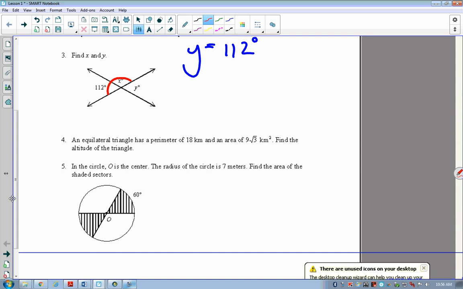So in order to find out what x is, what am I going to do? Subtract what from what? Right, because what we're saying is that 112 plus x equals 180. If I subtract 112 from x, I'm going to get x. Or sorry, 112 from 180, I'm going to get x. So what is x? 68 degrees. Let me double check. 68 degrees.